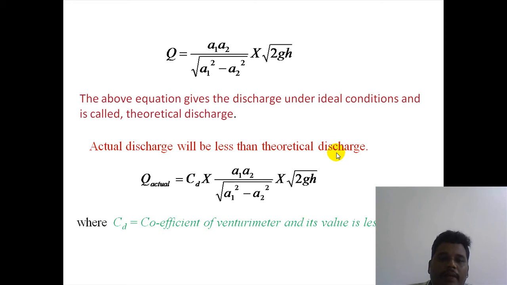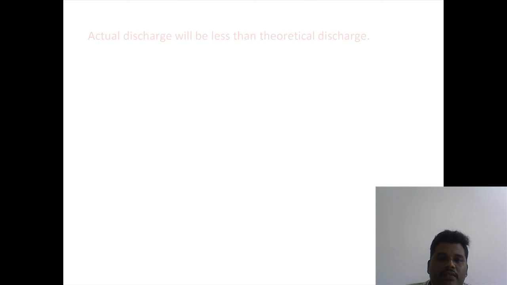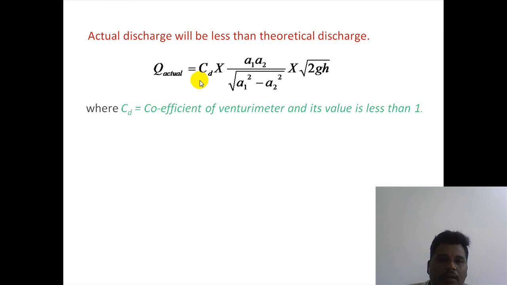Now actual discharge is equal to CD multiplied with A1 A2 divided by the root of A1 square minus A2 square, multiplied with root 2GH, where CD is called the coefficient of the venturi meter and its value is always less than 1. So Q actual is equal to CD multiplied with A1 A2 divided by the root of A1 square minus A2 square, multiplied with root 2GH. CD value is less than 1.